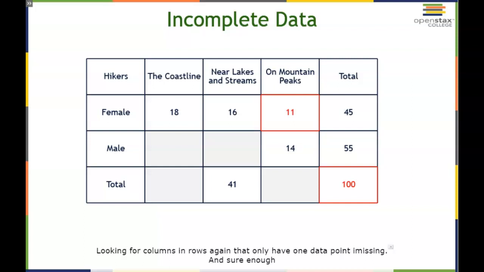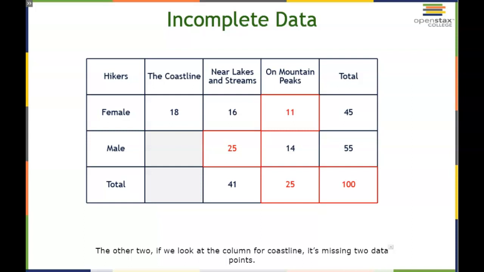Looking for columns and rows, again, that only have one data point missing. And sure enough, the on mountain peaks is only missing the total. So 11 plus 14 is 25. Okay. Now also, there seems to be a column near lakes and streams is only missing one data point. So 16 plus something will equal 41. So 41 minus 16 is 25. So I can fill in that blank spot with a 25.